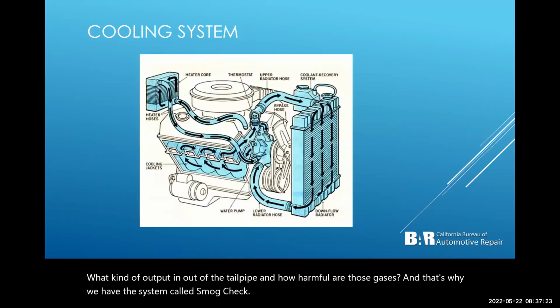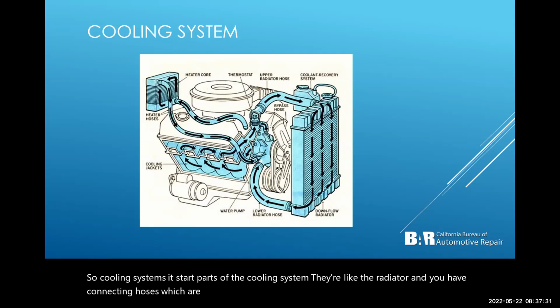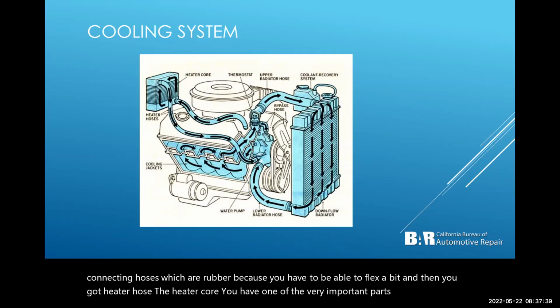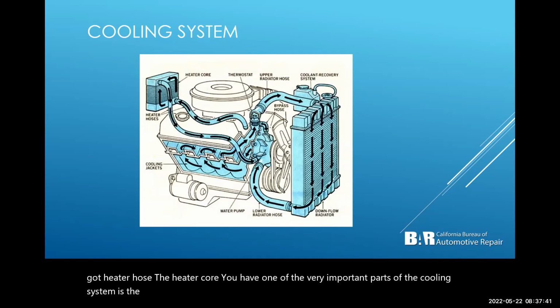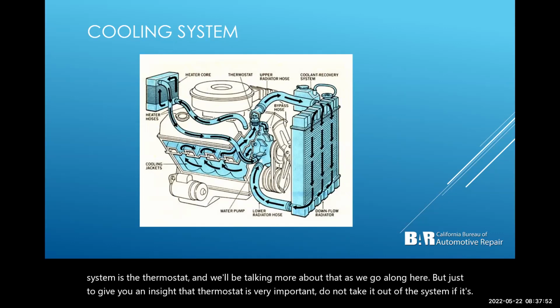Okay, so cooling systems, parts of the cooling system, they're like the radiator. Then you have connecting hoses, which are rubber because you have to be able to flex a bit. And then you got heater hose, the heater core. One of the very important parts of the cooling system is the thermostat. We'll be talking more about that as we go along here. But just to give you an insight, that thermostat is very important. Do not take it out of the system. If it's faulty, you want to replace it.